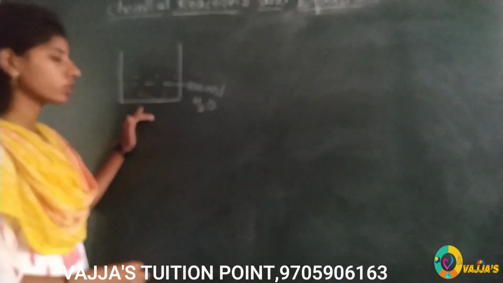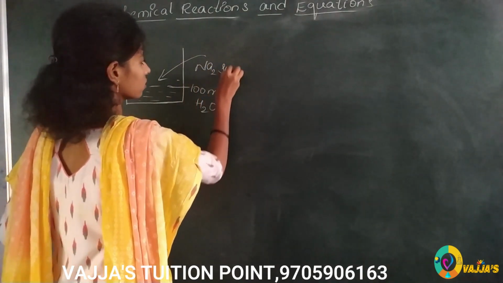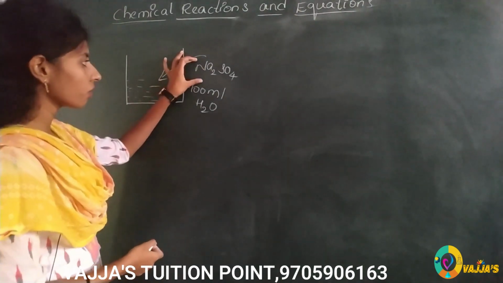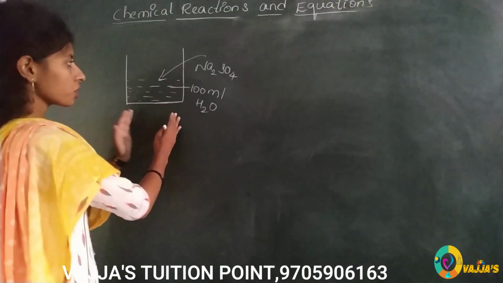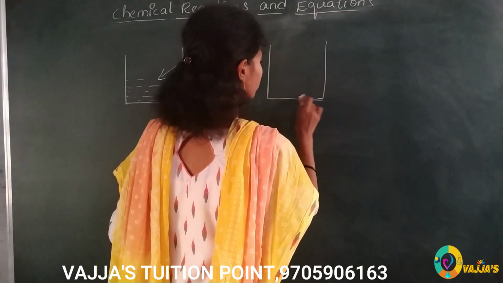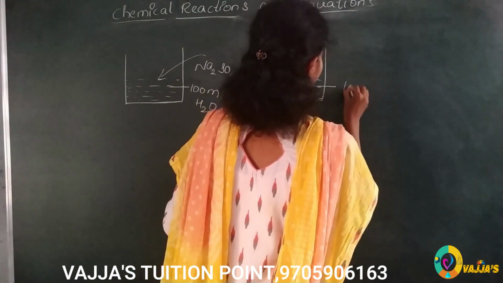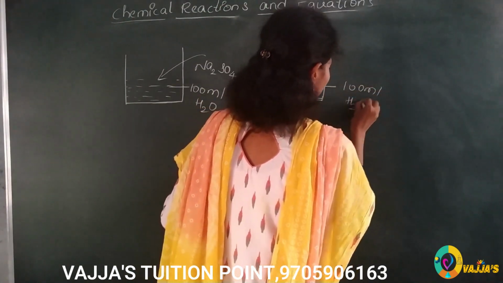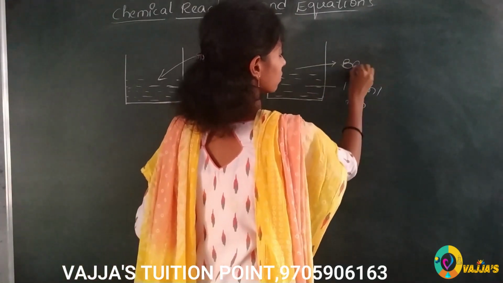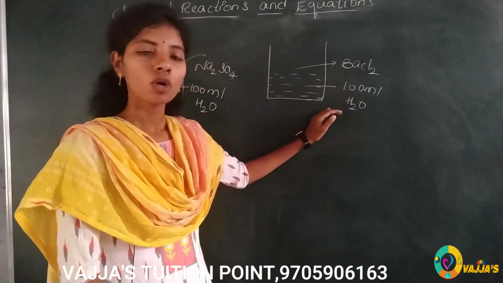To this 100 ml of water I am adding some amount of sodium sulphate. After some time the sodium sulphate will dissolve in water. Now, keep this beaker aside. Now, take another beaker. In this also we have to take 100 ml of water. To this 100 ml of water we have to add barium chloride. Okay. After some time this barium chloride will dissolve in water.